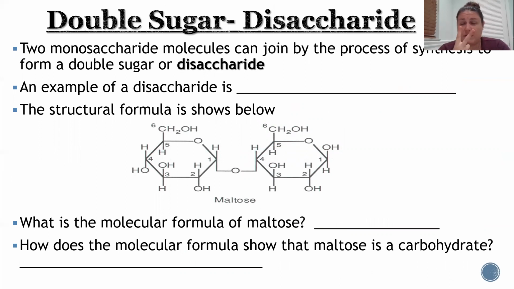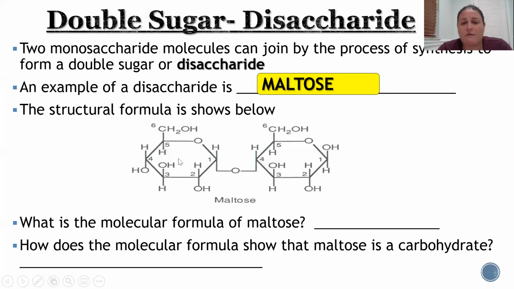The prefix di means 2, saccharide means sugar. So these are double sugars. And this is what we'd call a disaccharide. And one example that you need to know is maltose. Maltose is an example of a disaccharide, and here is a picture of it below. Notice we've got 2 sugars that are bonded together, that are joined together.